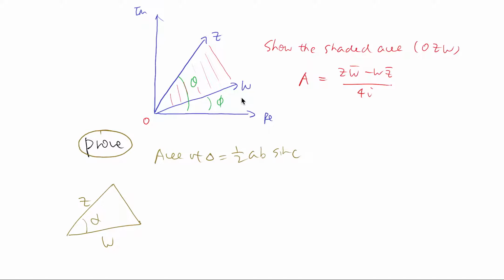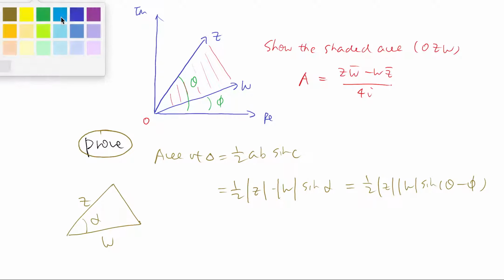Half ab sine C. So in this case, it will just be half the modulus of Z multiplied by the modulus of W and multiplied by sine alpha. You can say sine alpha is just the angle of Z minus the angle of W, right, which is a half |Z||W| multiplied by sine (theta minus phi). Now let's start by looking at our right-hand side.